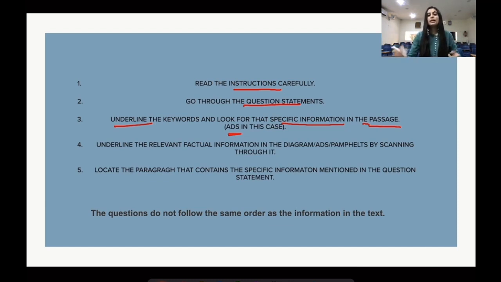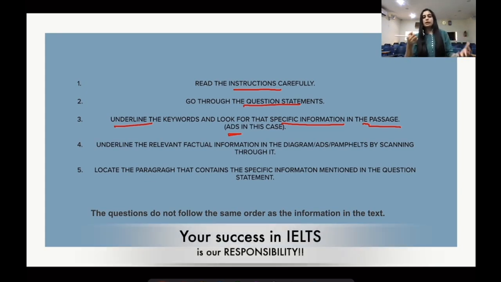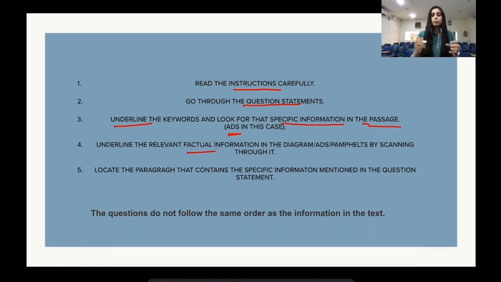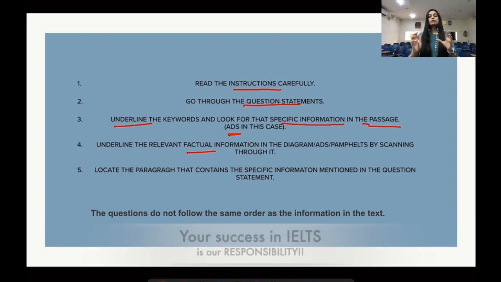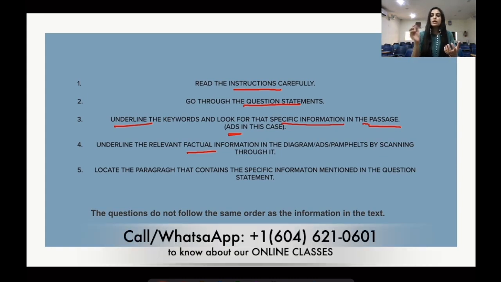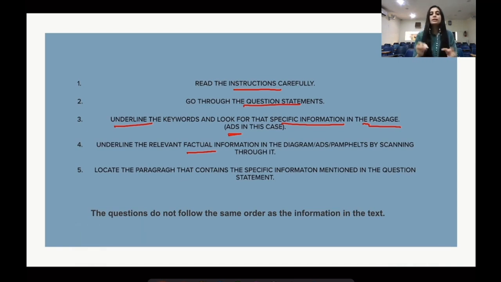So the passage could be in any form. It could be a diagram, it could be an ad, it could be a pamphlet, a booklet, it could be anything. Then the 4th step is that you underline the relevant factual information. So this is with respect to the passage that we'll be solving today. You will be having a lot of relevant factual information in the diagram, ads, pamphlets, and all you have to do is go through them by scanning. You have to scan through the content and quickly underline the important factual information that you find in the passage.